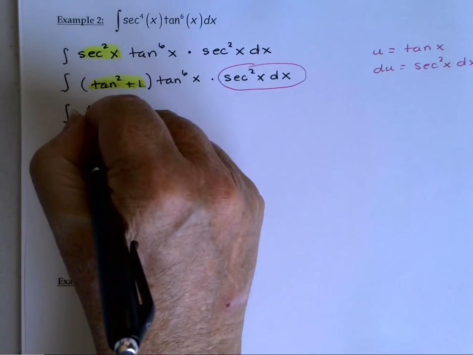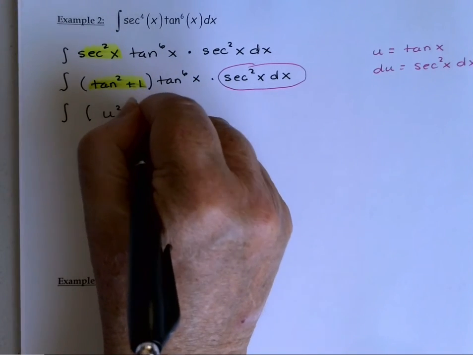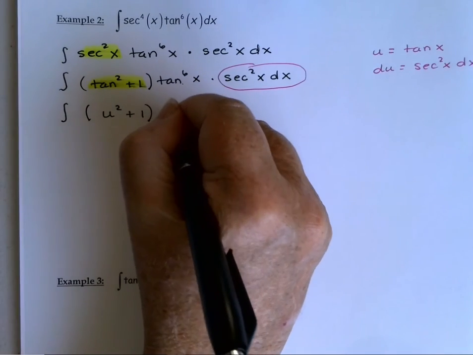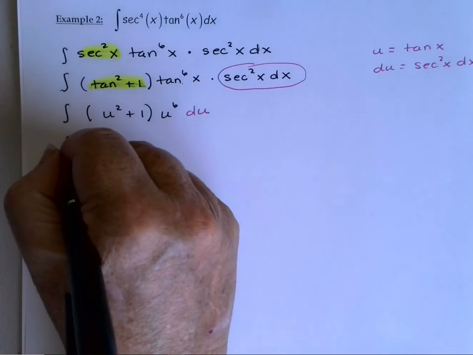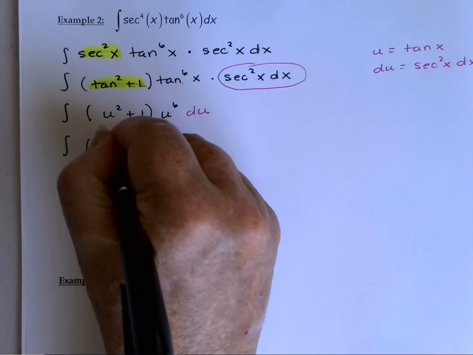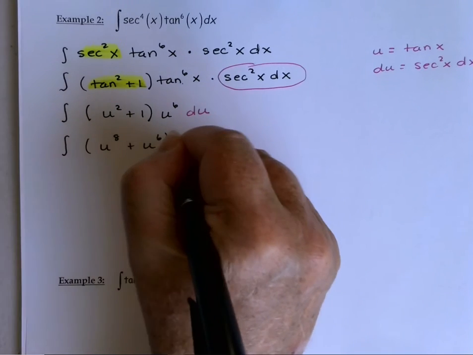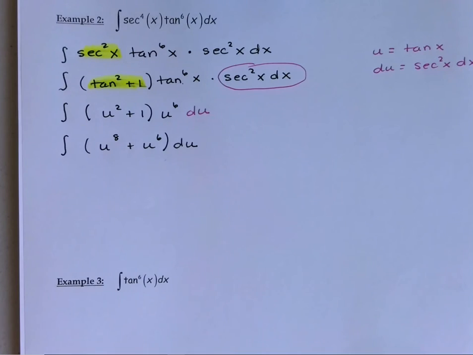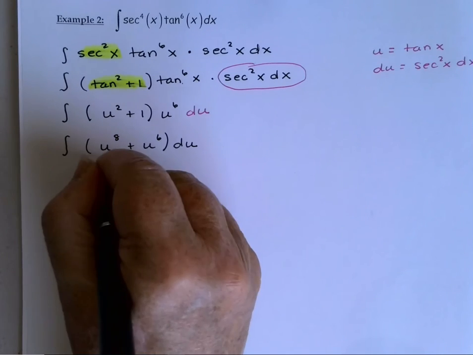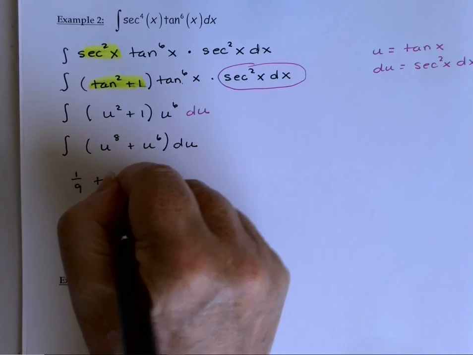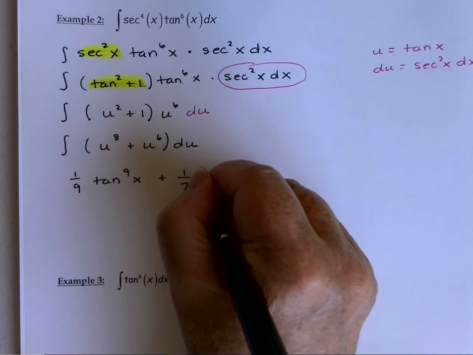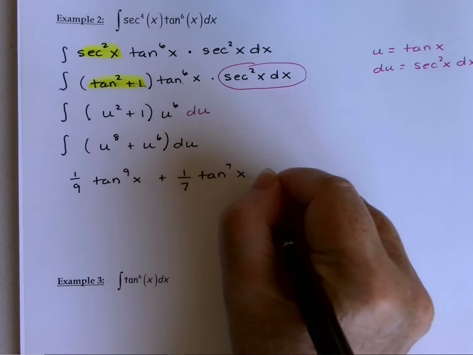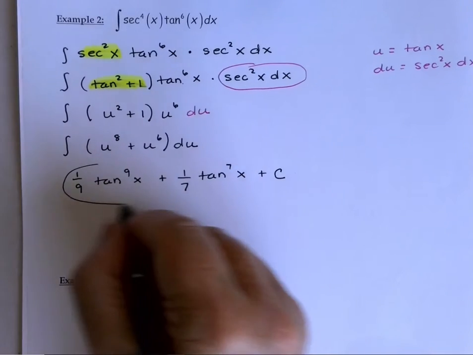And then what I end up with is inside my parentheses, that would be u squared plus 1. That's u to the 6th. And then the rest of it's du. So just a distributive law this time. And then I can do my antiderivative. 1/9 u to the 9th, which will actually be tangent to the 9th of x, plus 1/7 tangent to the 7th of x, plus the constant of integration.